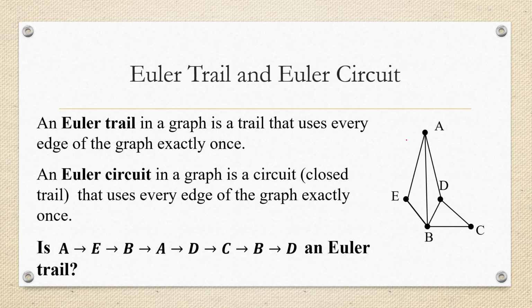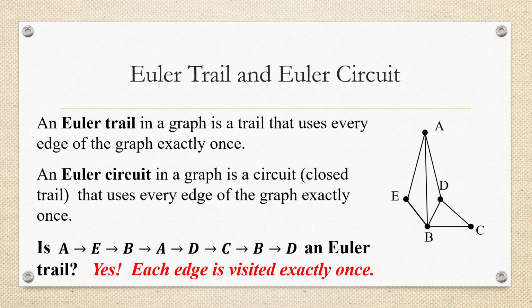So from A to E would be this edge. From E to B would put us here. From B back to A would go this way. From A to D would put us here. D to C would cover that edge, and C to B would cover this edge, and B to D would cover this edge. It is a walk. It stayed on the graph. It hit every edge, and it only hit each edge once. So yes, this would be an example of an Euler trail.